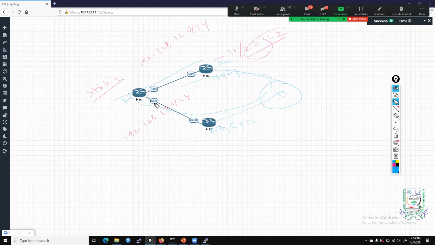So when any router in the network may have asymmetric routing, then we have to configure loose mode. So how can we configure the loose mode?